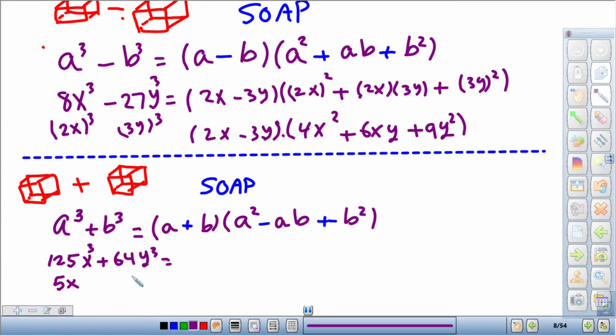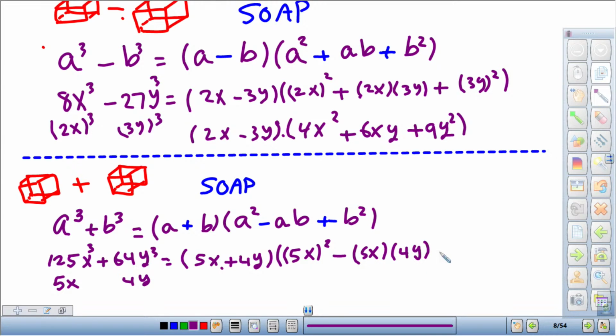4. So 4 times 4 is 16 times 4. What's 16 times 4? Come on, champions. What is 16 times 4? 64. So I've got 4y being cubed here. So basically the first term is going to be 5x plus 4y. And then the big chunky one would be, oh, by the way, I just have to remember to use the SOAP, okay? I'll use SOAP here. 5x squared minus, I'm using SOAP, 5x times 4y. And then I have all positive, which is 4y squared.